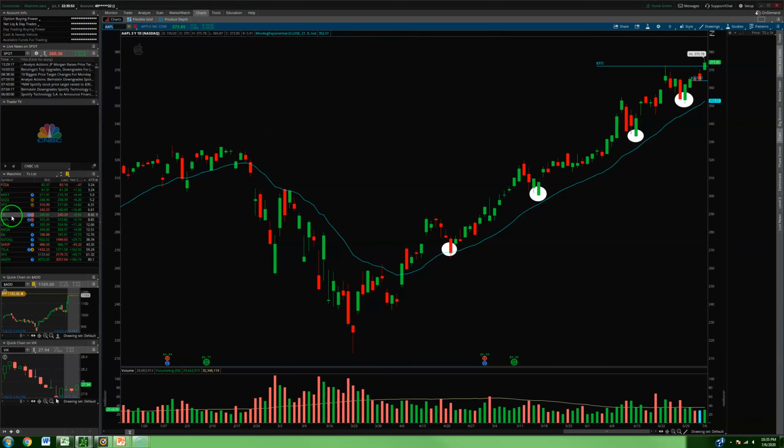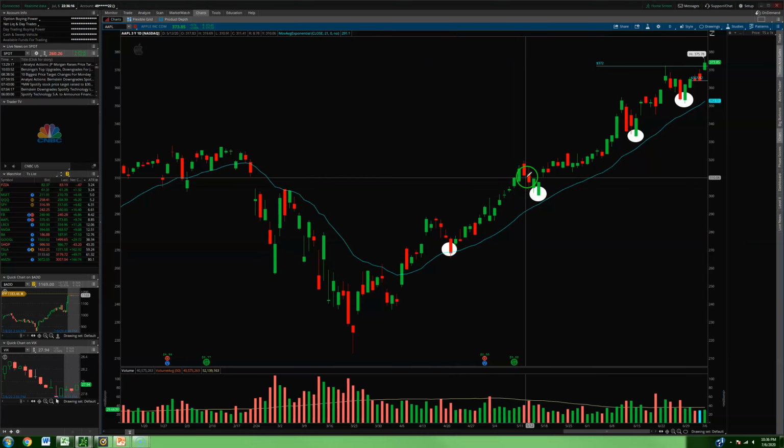Well, Apple has an average true range at the moment, and I'm going to show you all how to set this up tomorrow morning, of about 8 bucks. So again, you're 3.5 or so average true range moves away from the 21. Can it keep going? You bet. Do I want to take a swing trade entry here? No. Where do I want to take a swing trade entry? Right back here at home base.